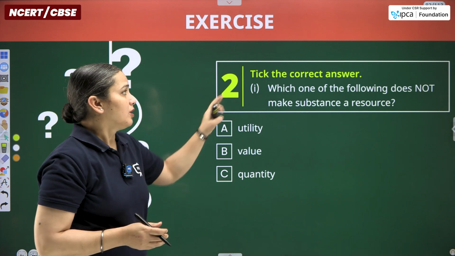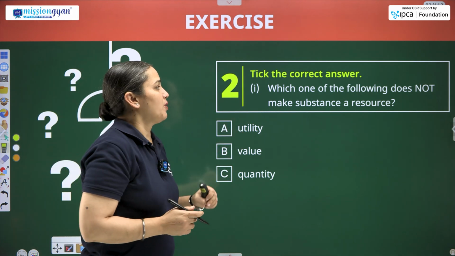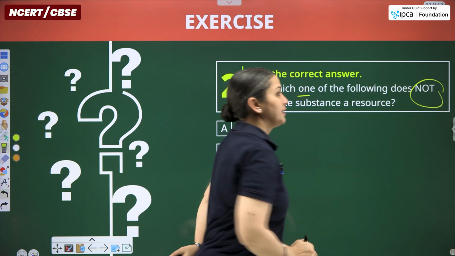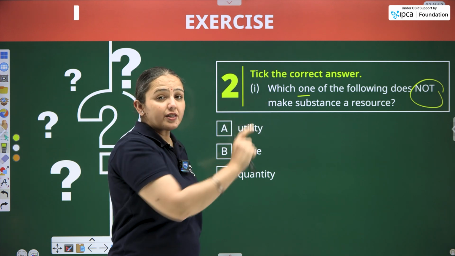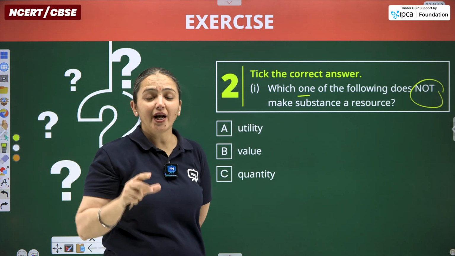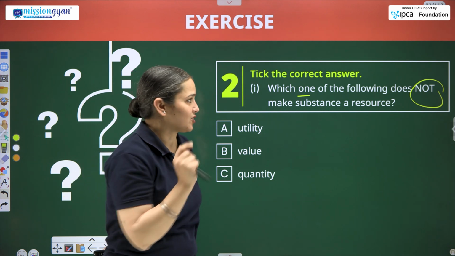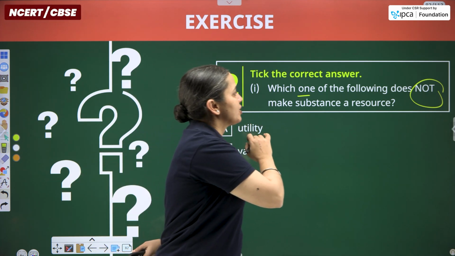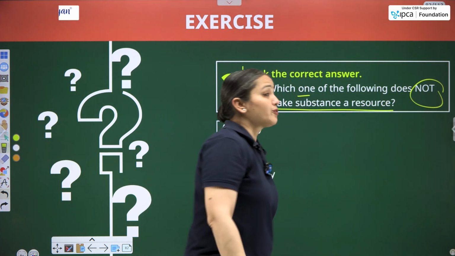Next question about tick the correct answer. So kind of MCQs only. Our question number 1 is, which one of the following does not? Kindly make sure you are reading the questions properly. If not is coming and you are not reading it, your answer can go vice versa. You can give the wrong answer just because you have not read carefully. So हमारा question है, which one of the following does not make a substance a resource?